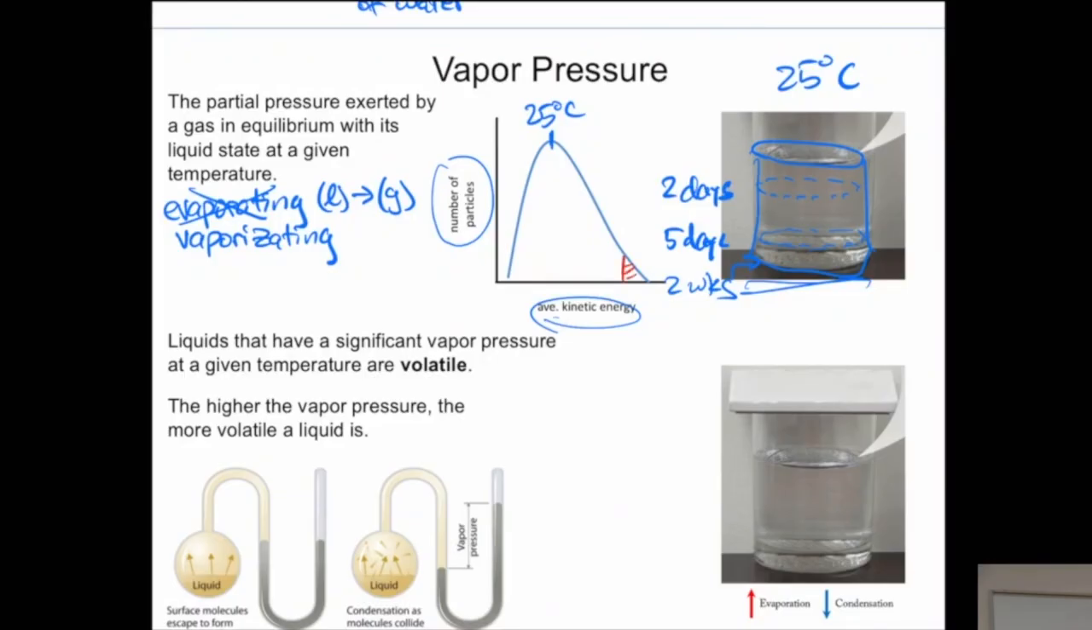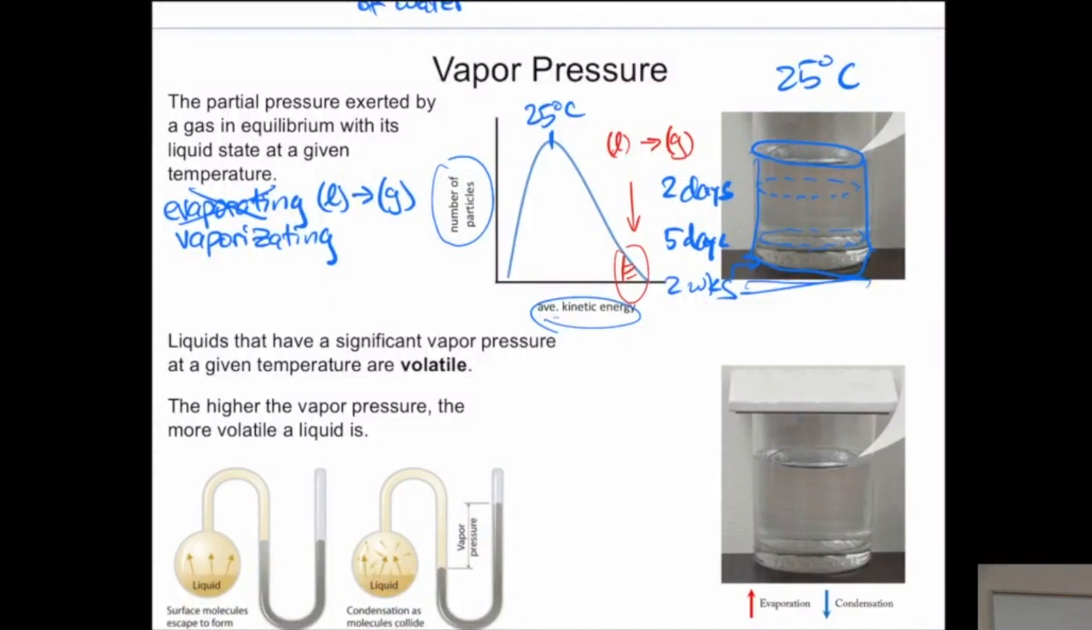Somewhere out here, they've acquired enough kinetic energy to escape into the gas phase. Only these can go from the liquid to the gas because it takes kinetic energy, okay? But at 25 degrees, most of the molecules don't have enough kinetic energy to escape into the gas phase. Now, water is a volatile liquid, okay, but it's also got a lot of hydrogen bonding in there. So it's going to take some energy to get the water molecules to go from the liquid to the gas phase. So that's what's happening here, all right?